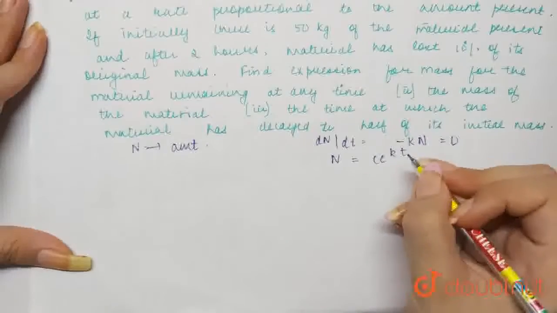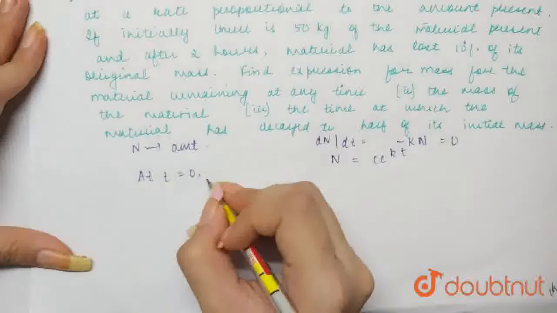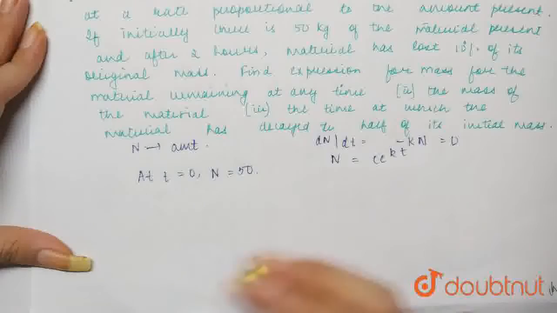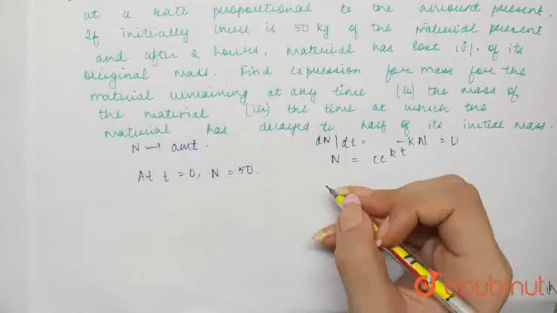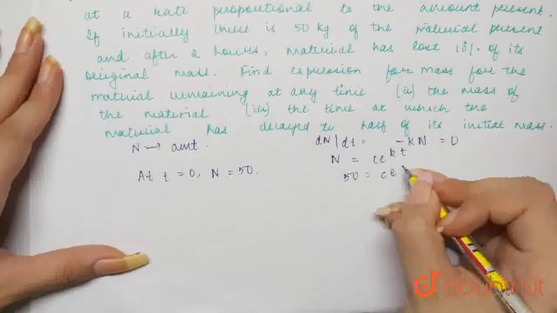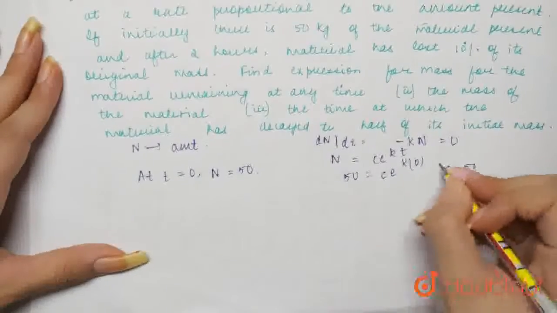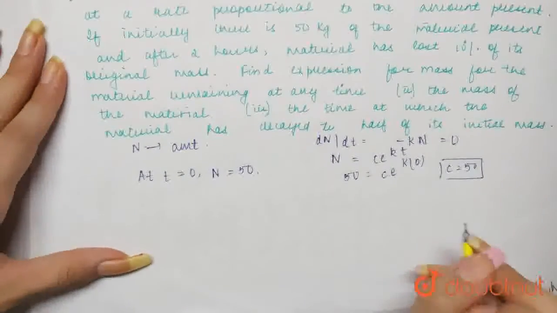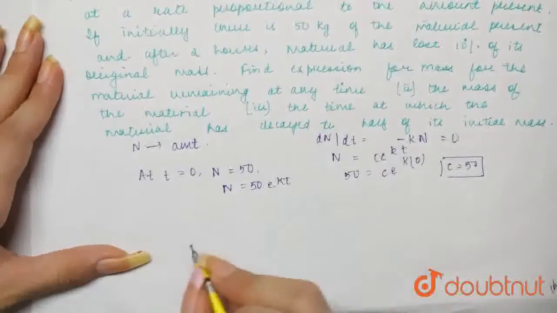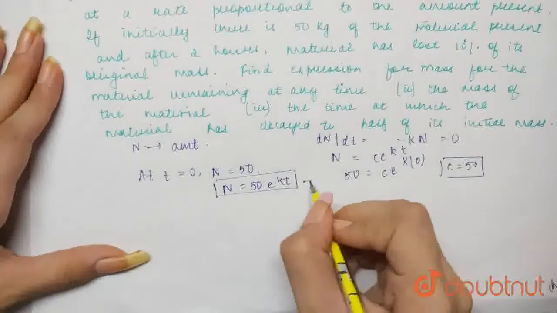Now see, at time t = 0, if you put the value, you will get N equal to 50, because 50 kg is given. So we can say that 50 = C e^(k·0), which means the value of C comes out to be 50. Thus we can say N = 50 e^(-kt). So this is the answer of the first part, the mass of the original material.